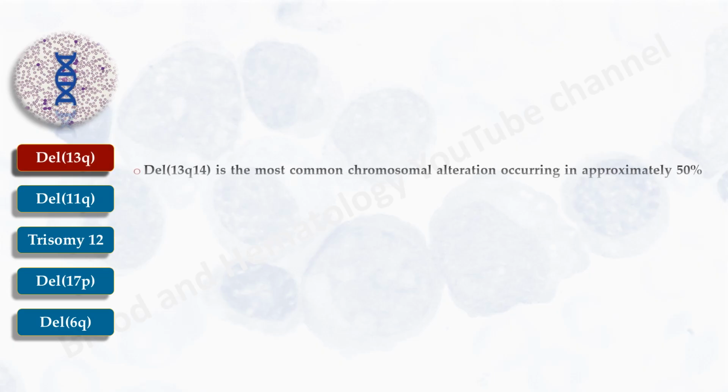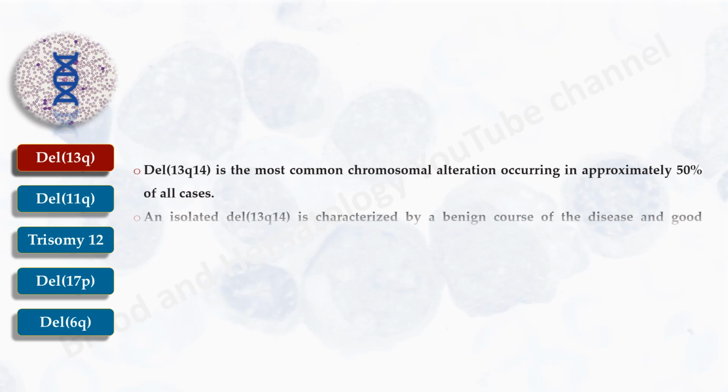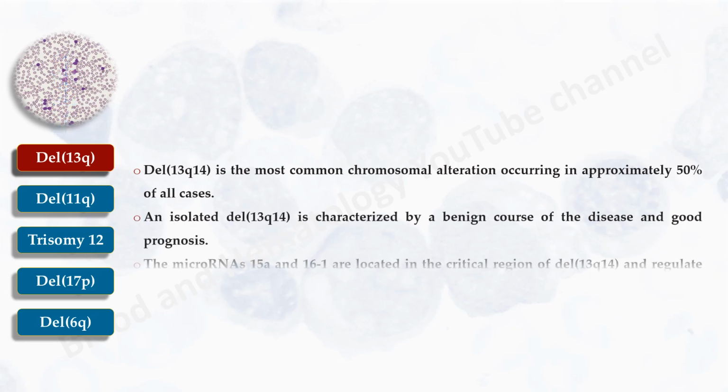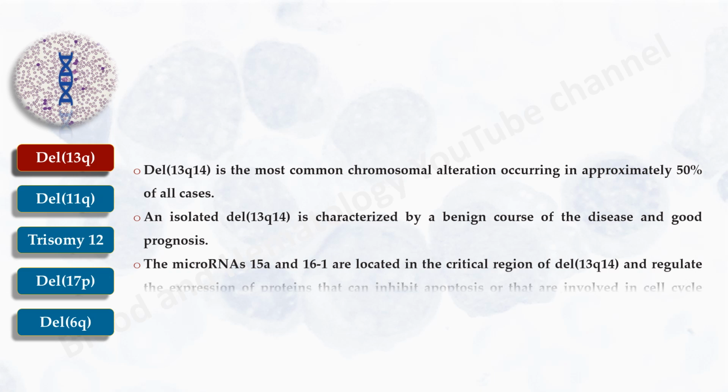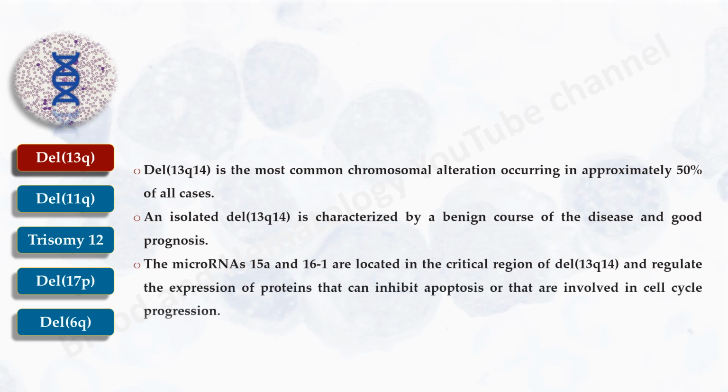Deletion of the long arm of chromosome 13 is the most common chromosomal alteration occurring in approximately 50% of all cases. An isolated deletion of 13q is characterized by a benign course of the disease and good prognosis. The microRNAs 15A and 16-1 are located in the critical region of 13q deletion and regulate the expression of proteins that can inhibit apoptosis or that are involved in cell cycle progression.